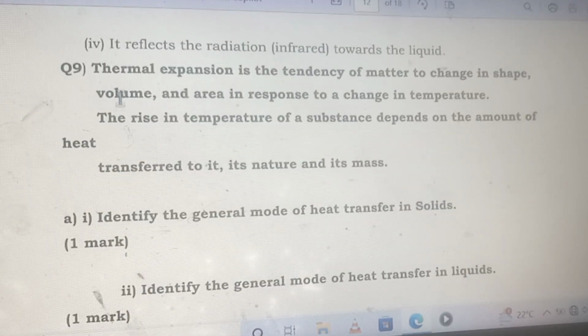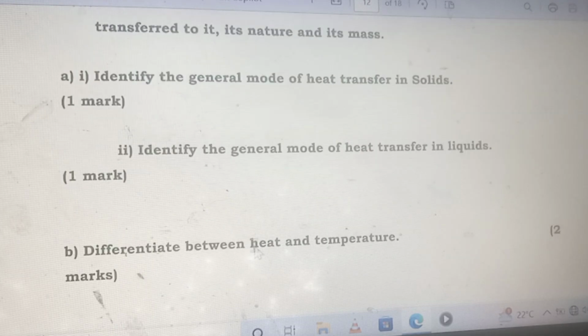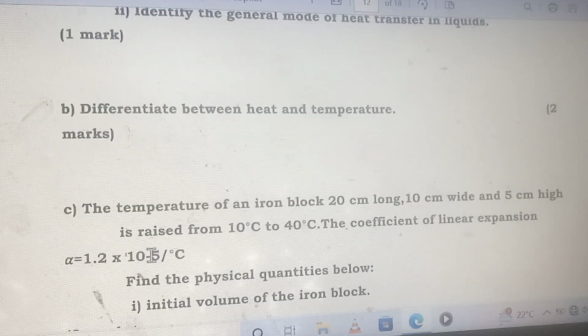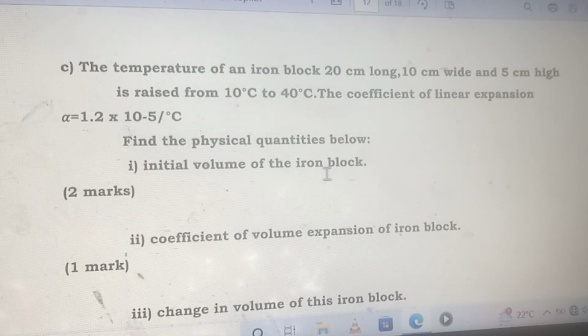You see this question 9, thermal expansion. Question A. I. Identify the general mode of heat transfer in solids. II. Identify the general mode of heat transfer in liquids. B. Differentiate heat and temperature. C. The temperature of a nylon block 2 cm long, 10 cm wide, and 5 cm high is raised from 10 degrees Celsius to 14 degrees Celsius. The coefficient of linear expansion is given. Find the physical quantities below.